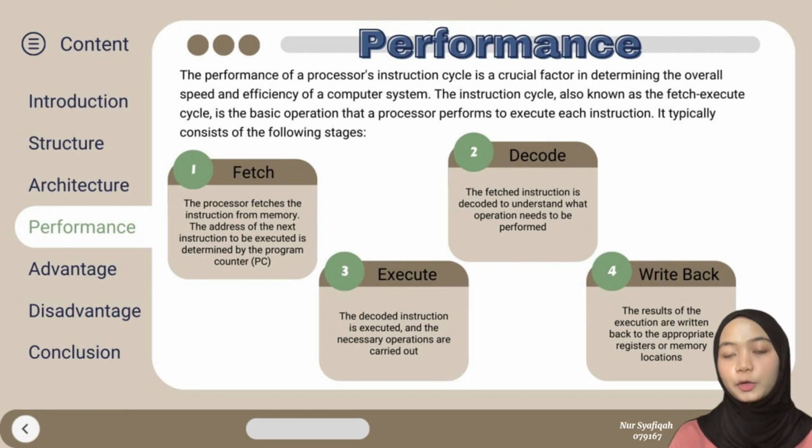Second, decode. The fetched instruction is decoded to understand what operation needs to be performed. Third, execute. The decoded instruction is executed and the necessary operations are carried out. Fourth, write back. The result of the execution is returned back to the appropriate register or memory location. This cycle repeats for each instruction being executed by the processor.